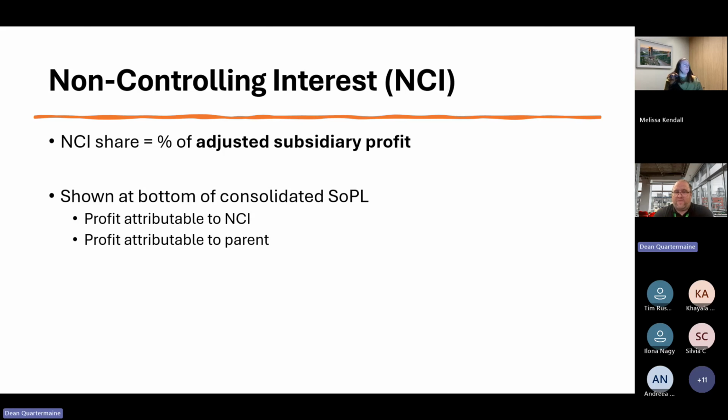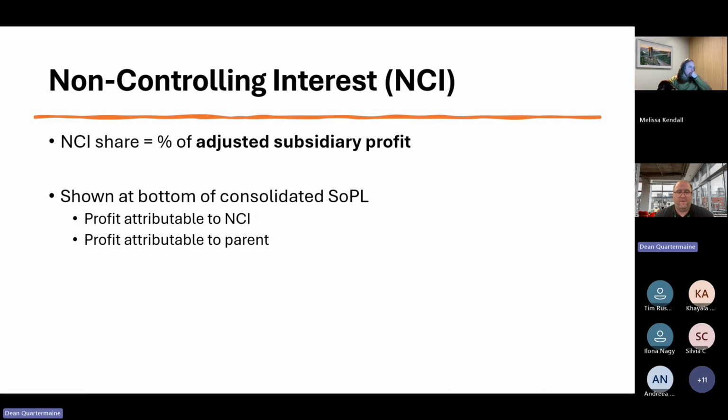Non-controlling interest then, the bit that I think is pretty well understood, what it is. I think sometimes people struggle to calculate what the non-controlling interest should be. So first thing we want to say is non-controlling interest is the bit of the subsidiary that you do not own, so that the parent does not own.